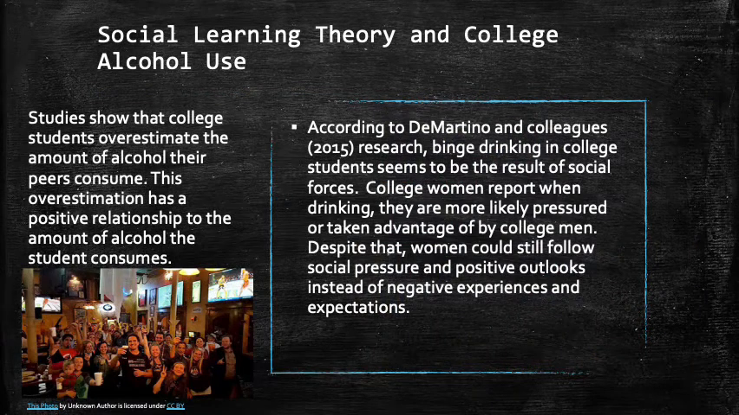In 2015, a study into college alcohol use showed that students overestimate the amount of alcohol their peers consume. This overestimation has a positive relationship to the amount of alcohol the student then consumes. This research also shows that binge drinking in college students seems to be the result of social forces. College women report that when drinking, they are more likely pressured or taken advantage of by college men. Despite that, women could still follow social pressures and positive outlooks instead of negative experiences and expectations.